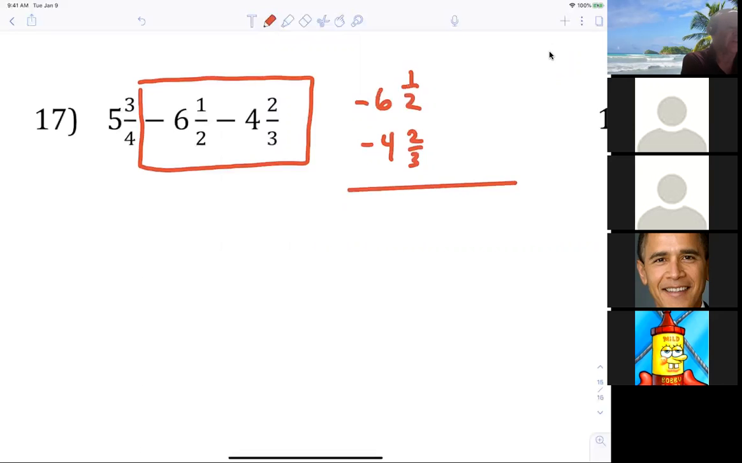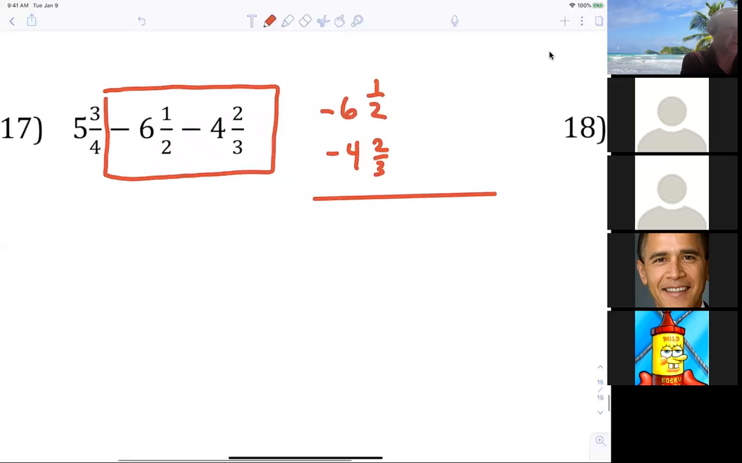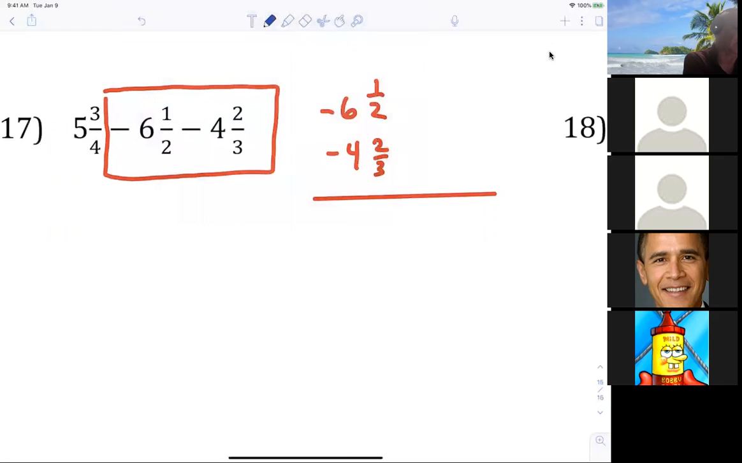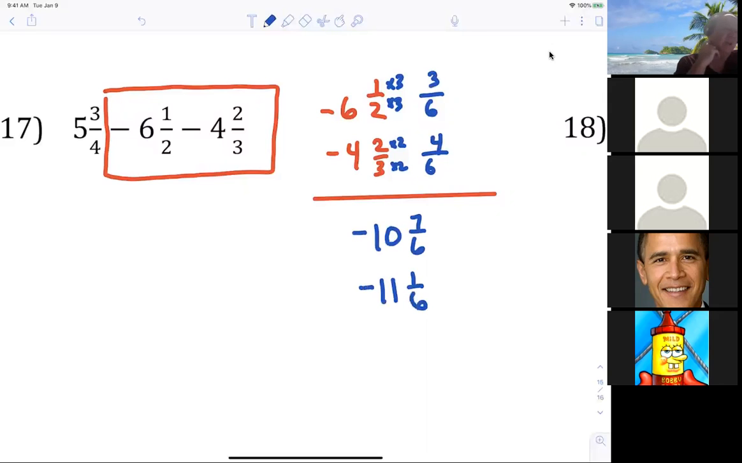Now, some of you are good enough. If you just want to do all three at the same time, you can. But I feel like this is the best way. All right. So the common denominator here is 6, multiplied by 3, multiplied by 2. So this is 3. This is 4. So this is -10 and 7/6, which is the same as -11 and 1/6. Does anybody have any issues with that?